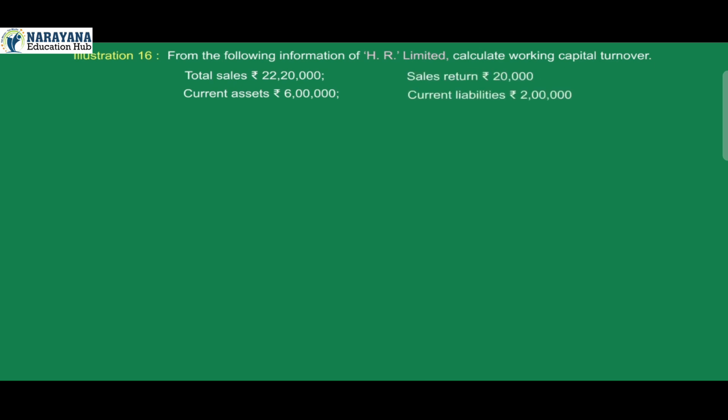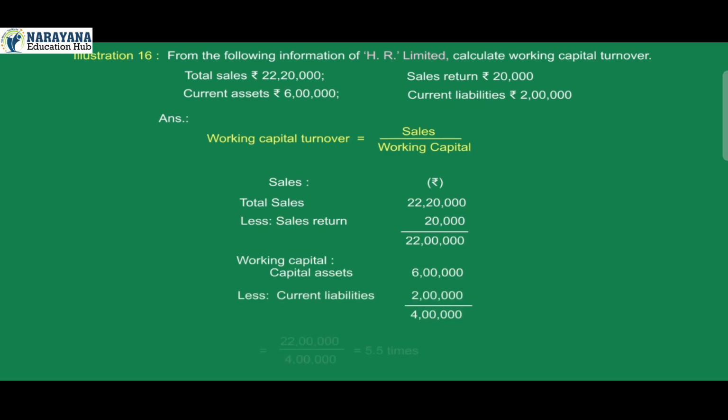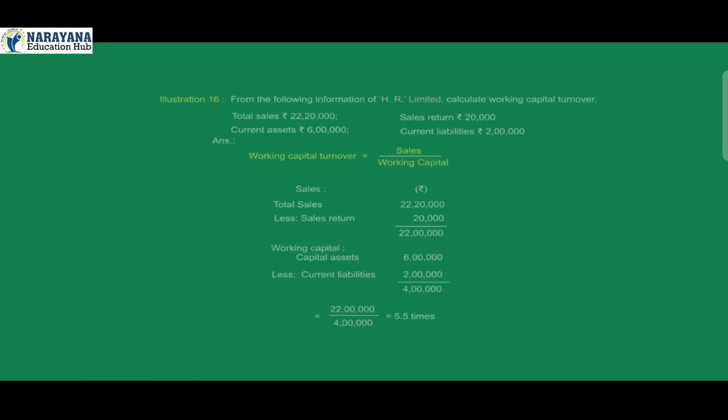Illustration 16. From the following information of HR Limited, calculate working capital turnover. Total sales rupees 22,20,000. Current assets rupees 6 lakh. Sales return rupees 20,000. Current liabilities rupees 2 lakh. Answer: working capital turnover is equal to sales divided by working capital. Sales: total sales 22,20,000 less sales return 20,000, total 22 lakh. Working capital: current assets 6 lakh less current liabilities 2 lakh, total 4 lakh. So 22 lakh divided by 4 lakh is equal to 5.5 times.